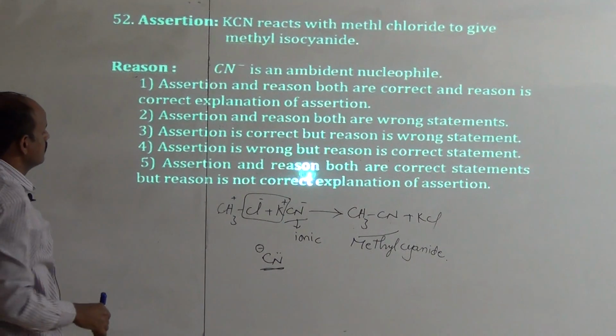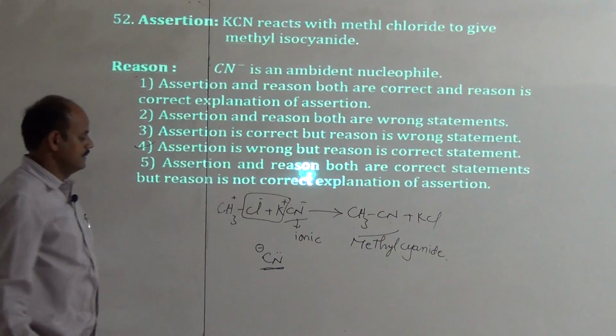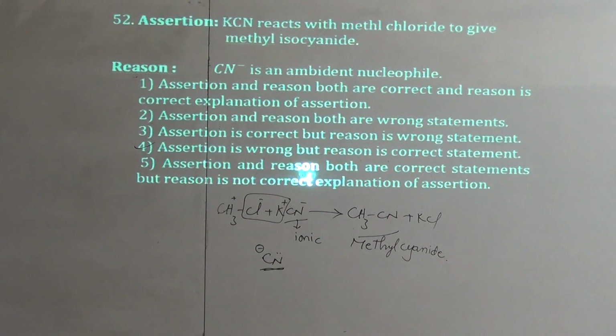Where is that option? This one. Assertion is wrong, but reason is correct only. Okay. Next bit.